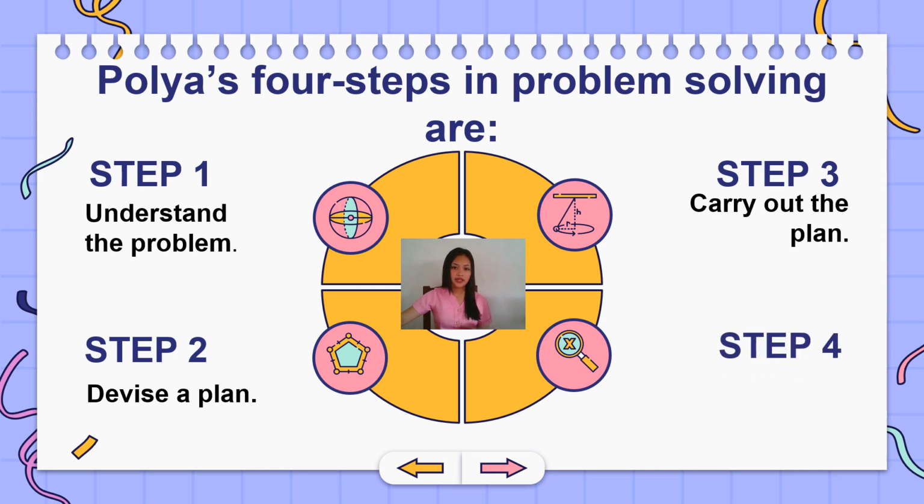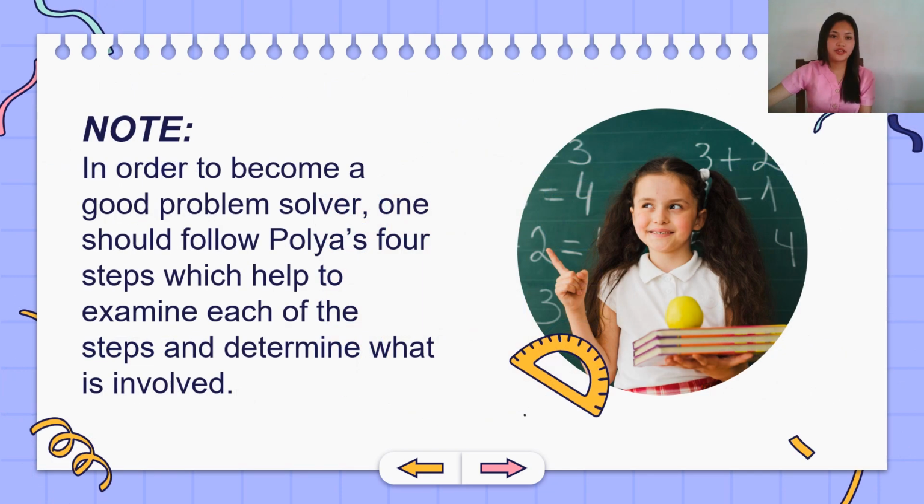Step 4. Look back. After we settle everything, we are going to check or interpret our answer so that we will be able to know that our answer is correct, or whether we have some lapses during the process of solving the problem. So first, understand the problem, devise a plan, carry out the plan, and then the last one is to look back. So there is a note. In order to become a good problem solver, one should follow Polya's 4 steps, which help to examine each of the steps and determine what is involved.